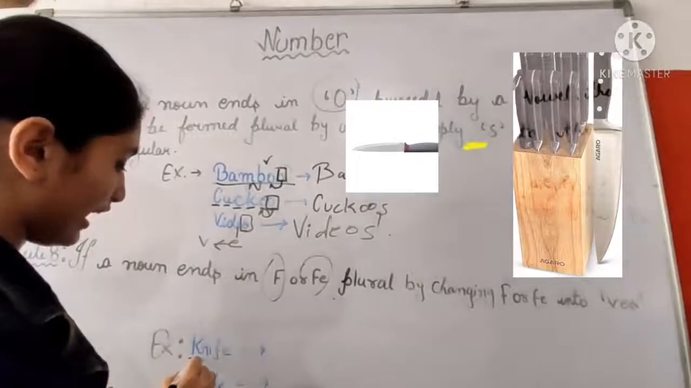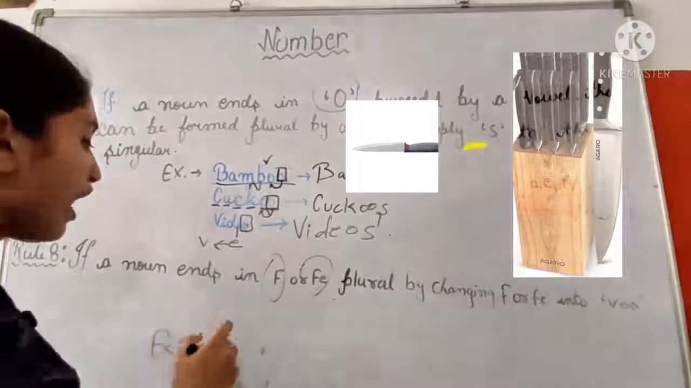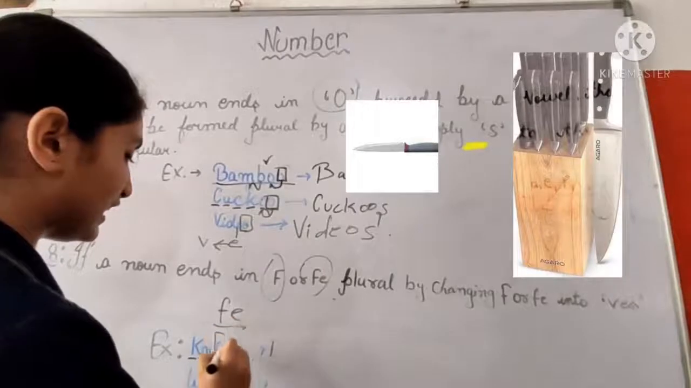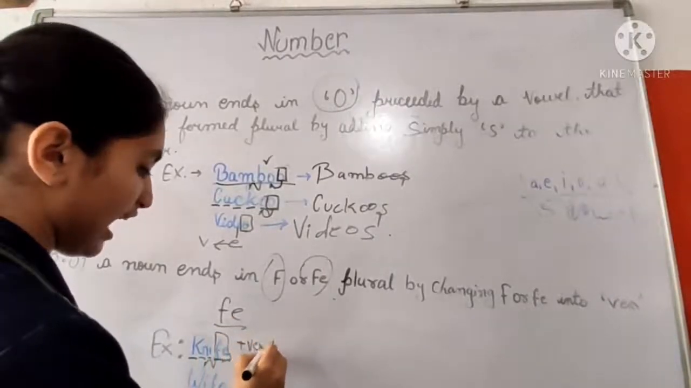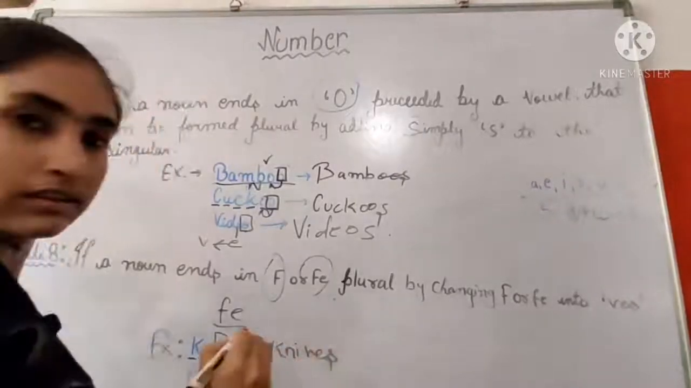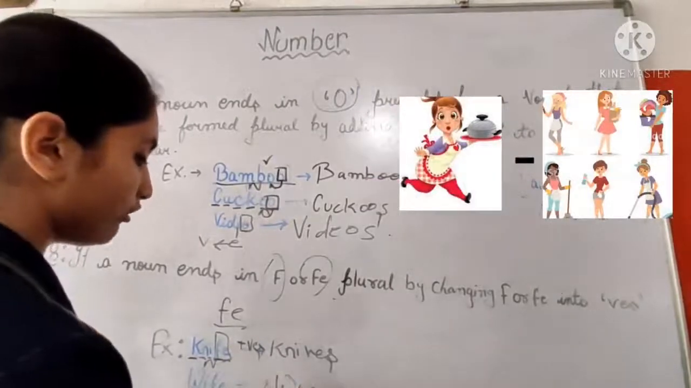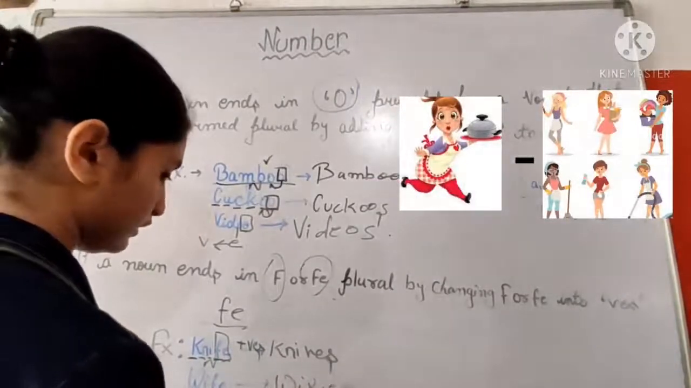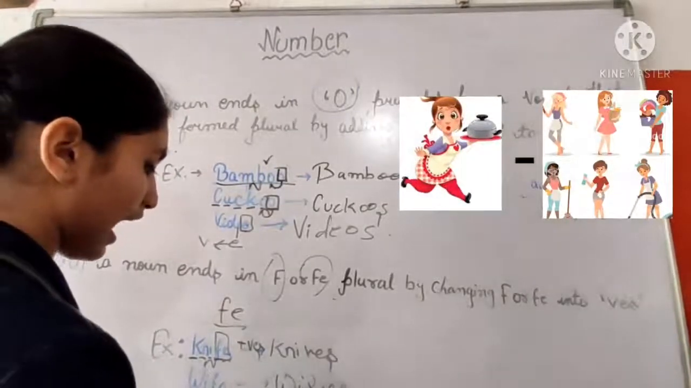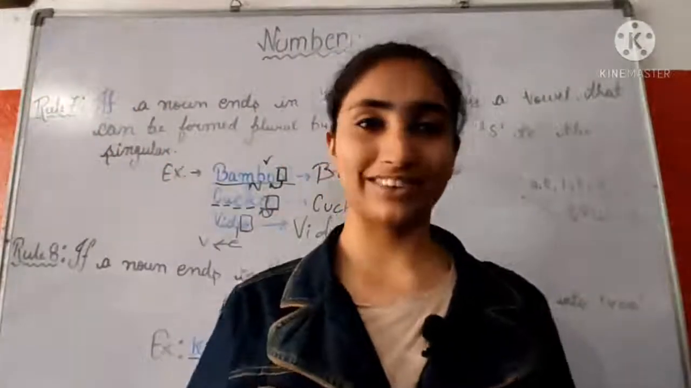Here knife, K-N-I-F-E. So here the noun knife ends in what? FE. So it can be formed plural by replacing FE with VES. So it will become what? Knives, K-N-I-V-E-S. Again wife, W-I-F-E. So here wife will become what? Wives. Again life. So life will become L-I-V-E-S. So it was a small fry to everyone. Now let's move to our next rule.